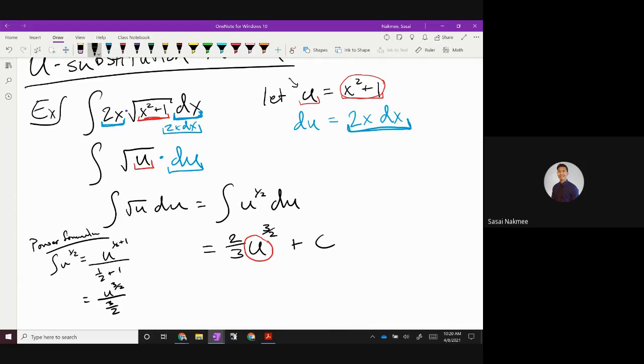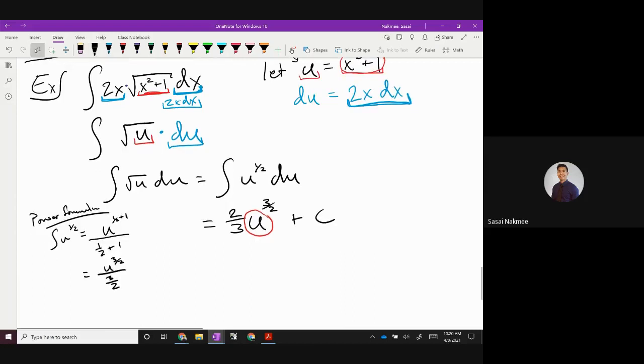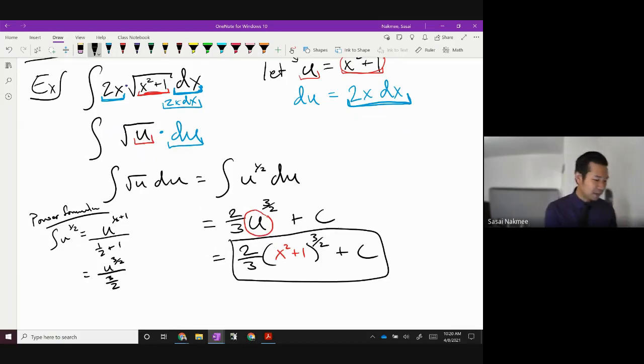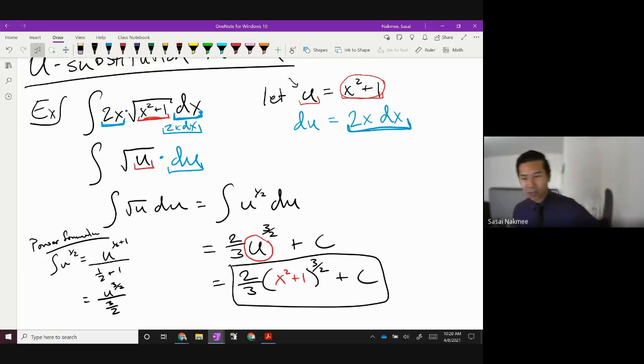So here's what my final answer is going to look like. You ready for this? This is going to equal 2/3 times x squared plus 1 to the 3/2 plus C. And that's your answer. That's how u substitution works.